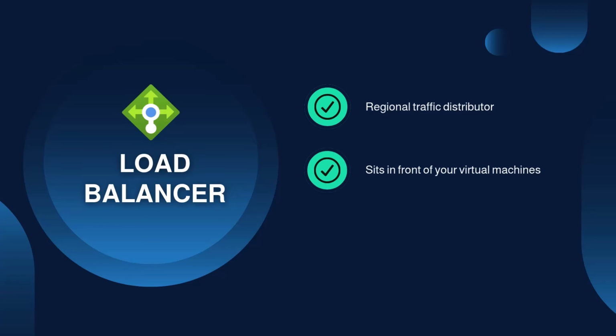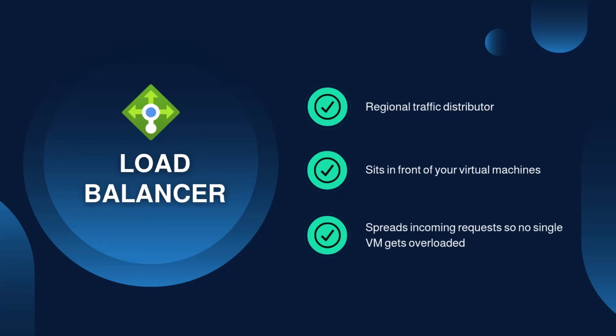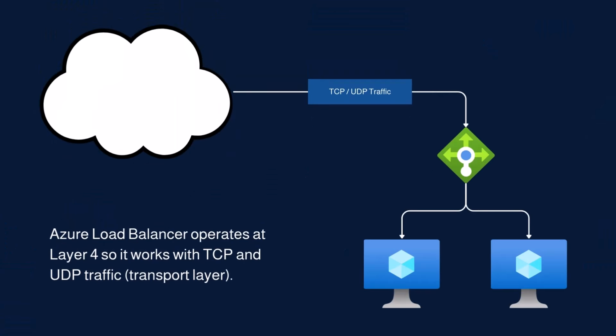It sits in front of your virtual machines or your VM scale sets or web apps and spreads incoming requests across them so no single instance gets overloaded. It's what's called a layer 4 load balancer, which just means it works with TCP and UDP traffic, which is the transport layer. It's fast because it's not looking at the contents of the actual packets. It's just looking at where they're coming from and where they're going to.